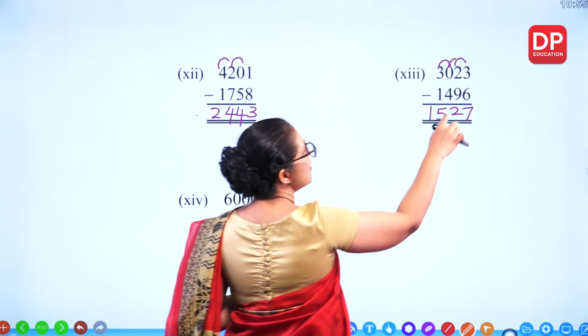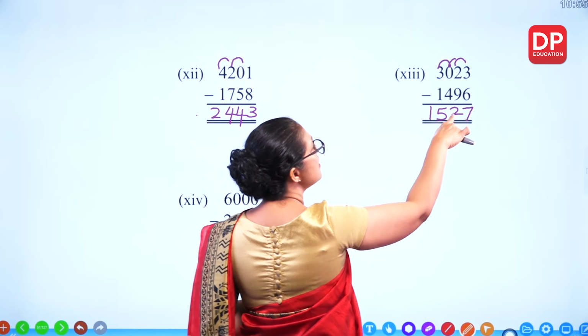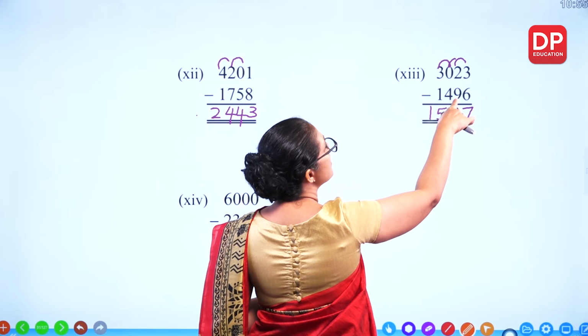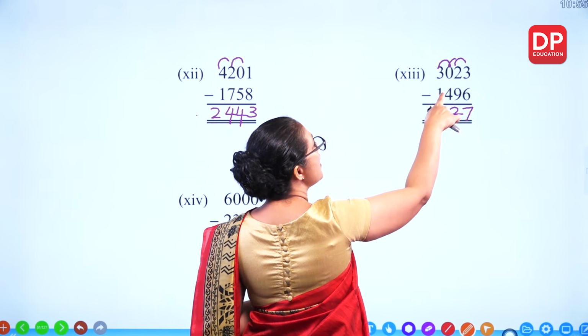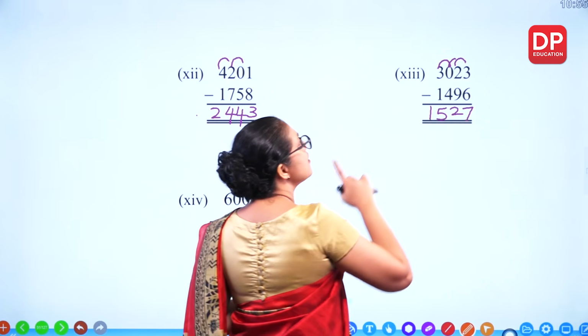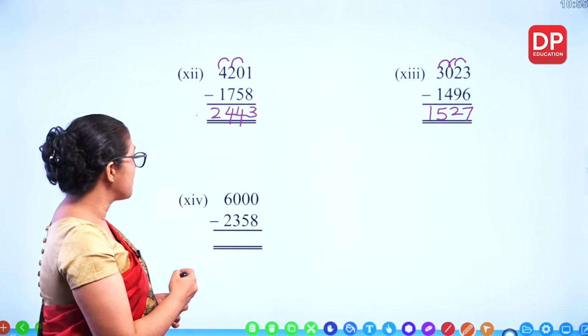Check it again. When you add these two, you are getting this one. 6 plus 7, 13. And 1 remaining. 10 plus 2, 12. 1 remaining, you get 10 and 1 remaining. So you get 3023 when you add the other two numbers.